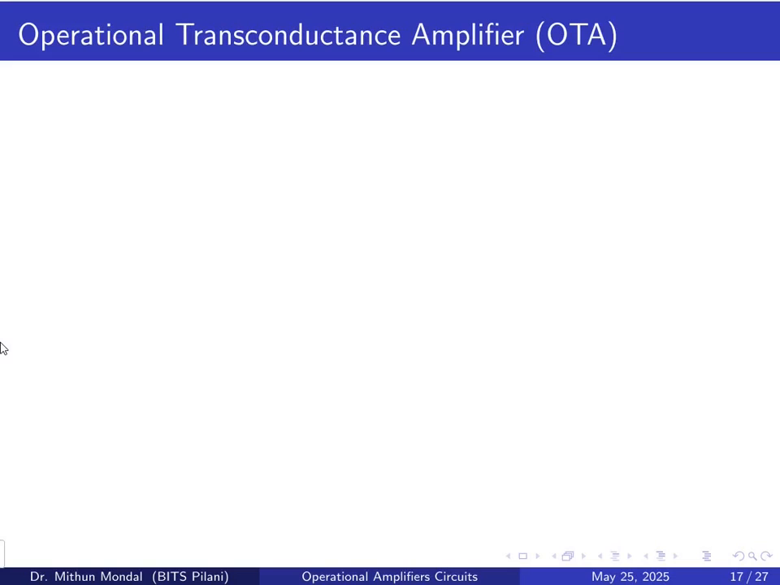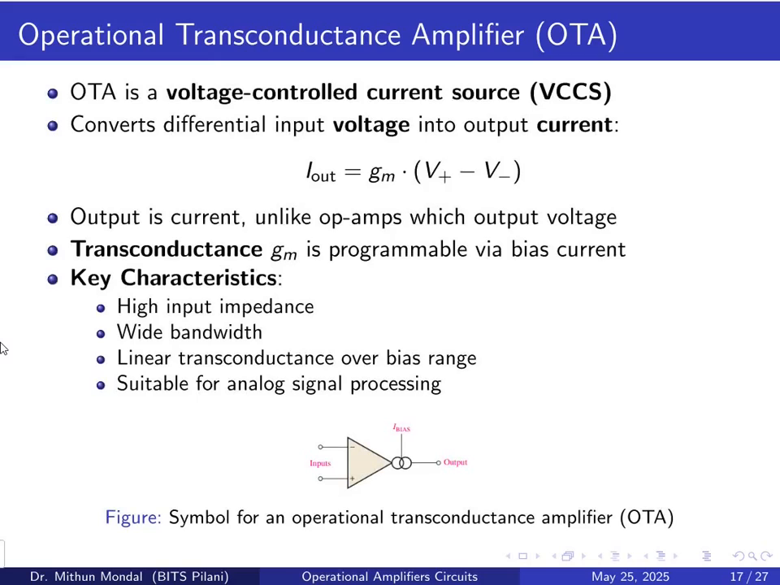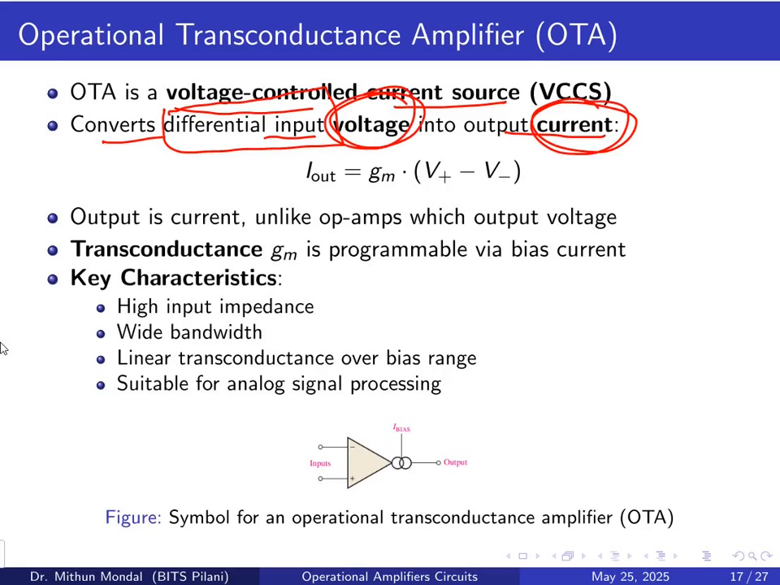Another important circuit is the operational transconductance amplifier, which is a voltage controlled current source. It converts the differential input voltage into an output current. So whatever input you are giving in the form of a differential voltage, you are getting a current as the output. This output current is controlled by the conductance GM and the difference voltage V positive minus V negative.